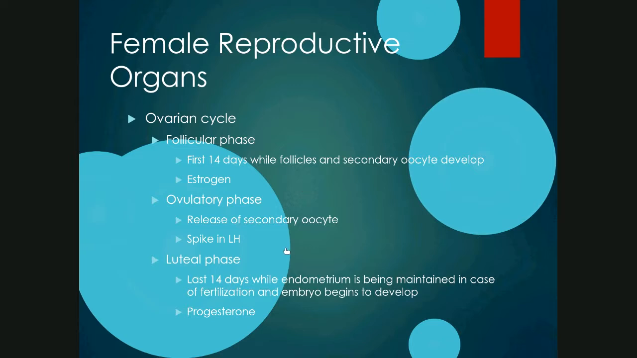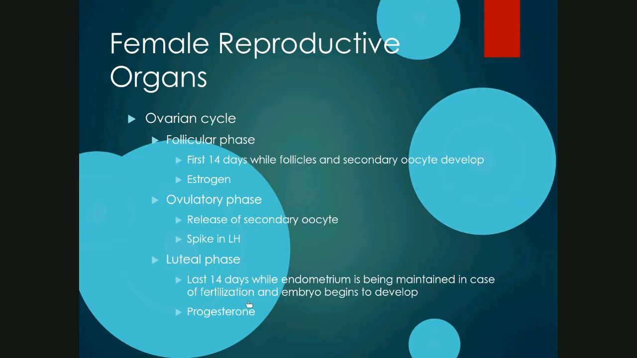Now the ovary wants to maintain the uterus in case there's any fertilization, in case that zygote develops and an embryo begins to develop. So the last 14 days are while the endometrium is being enriched and thickened, again in case there's going to be development. This is from a different hormone called progesterone, and progesterone comes from the corpus luteum. Progesterone, before gestation, before the baby's in the belly, is really what that describes, right? So this luteal phase is maintaining the uterus in case there's development.